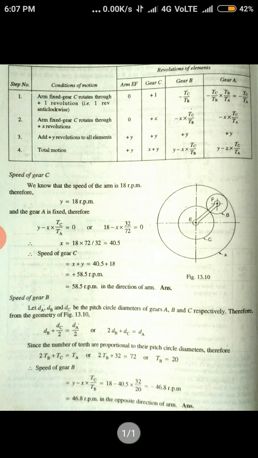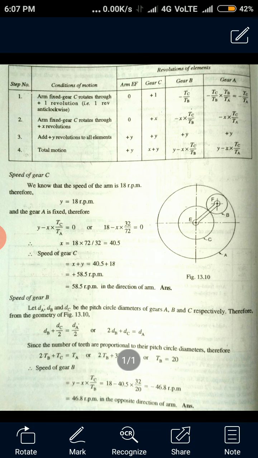In the formation of the table, remember that we can take any gear as a driver, there is no hard rule that you should take a particular gear as the driver. The arm is anyway fixed, and we will form a table. Step 1, as you did last week, in the first column is the condition of motion. So in this problem, we can take gear C as a driver, and arm EF is going to be fixed. So gear C makes a +1 rotation anti-clockwise.